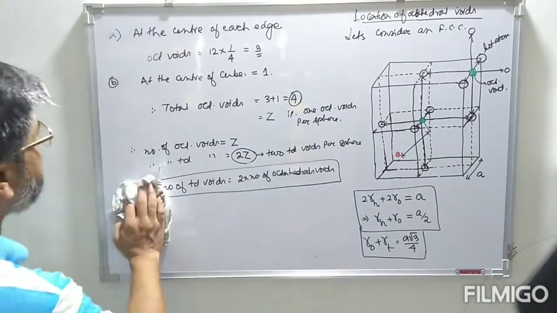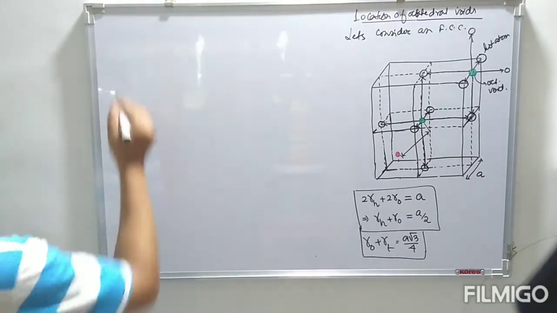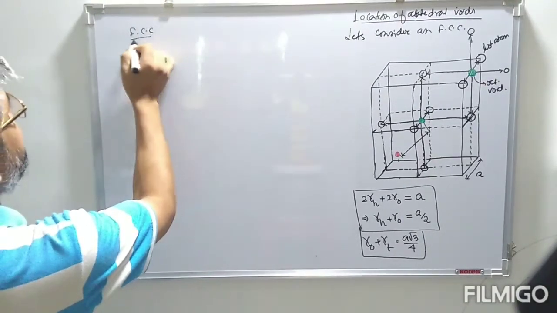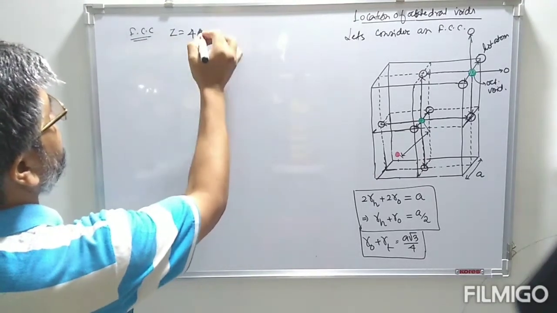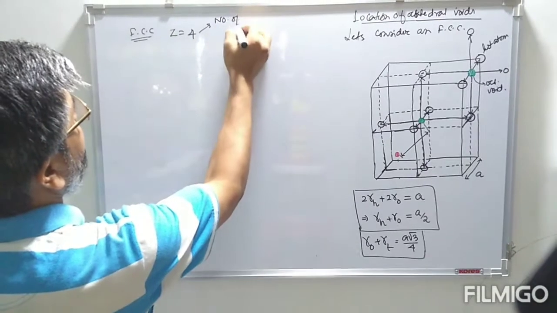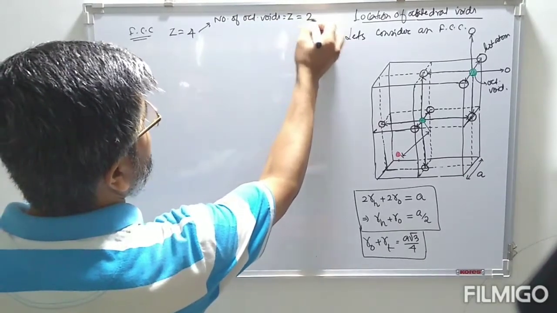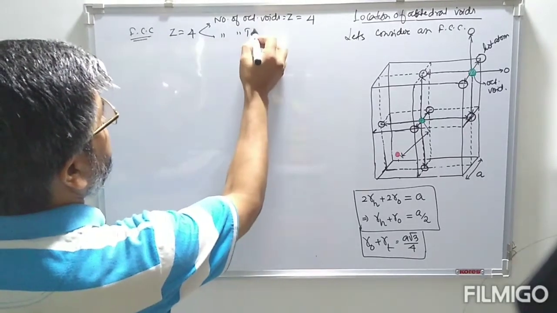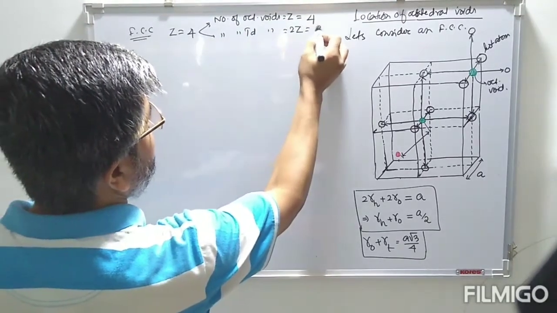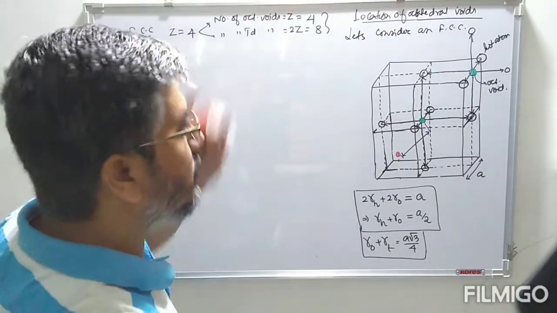Now, with this generalization, let's see. We have an FCC like this. For FCC, Z equals 4, therefore the number of octahedral voids is equal to Z, that is 4. The number of tetrahedral voids is equal to 2Z, equals 8. So the total number of voids is 8 plus 4, 12.